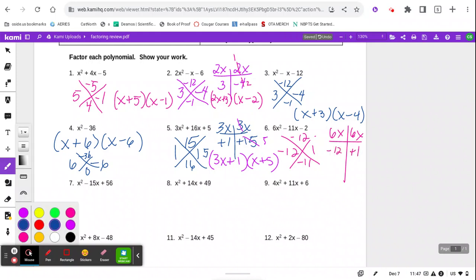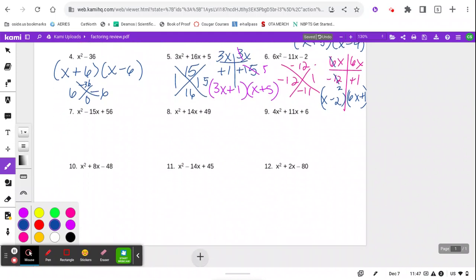Well, this factor right here, 6x plus 1, is good. And then this factor over here can be reduced. 6 goes into 12 2 times. So it's the x minus 2, 6x plus 1 factors. All right, this one here just has an invisible 1 in the front. So what times what gives us a product of 56 and a sum of 15? You got it, 8 and 7. They both need to be negative to add up to -15.